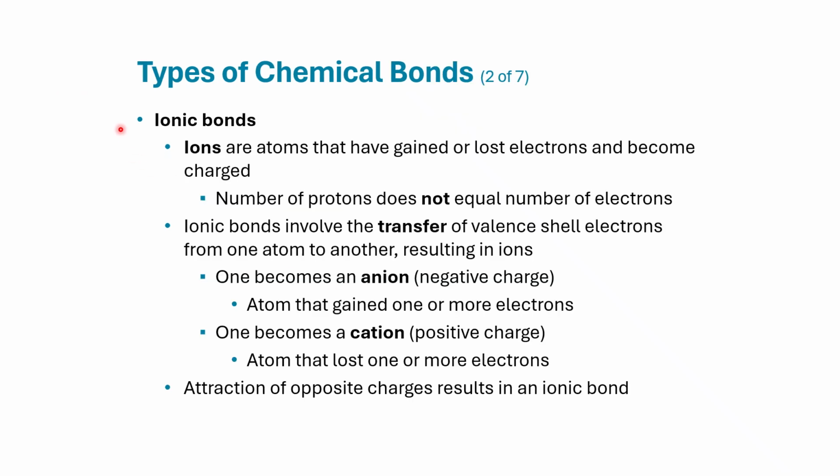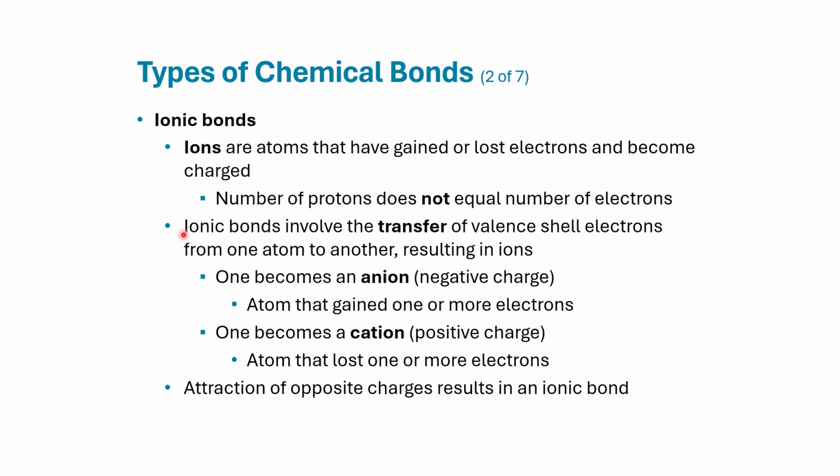Ionic bonds, the ions are atoms that have gained or lost electrons and become charged. The number of protons does not equal the number of electrons. Ionic bonds involve the transfer of valence shell electrons from one atom to another, resulting in ions. So, in other words, one element or atom comes up and takes electrons from the other atom, or it gives electrons to the other atom. They're not sharing at all. And in that, they become 2 ions.